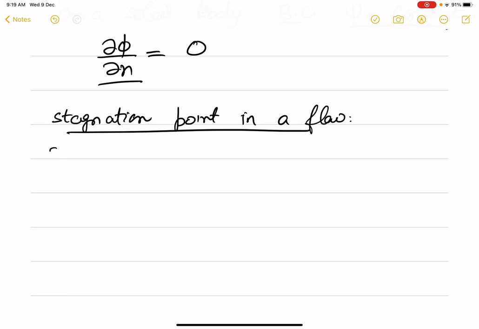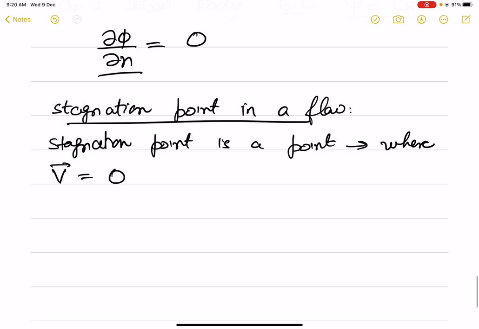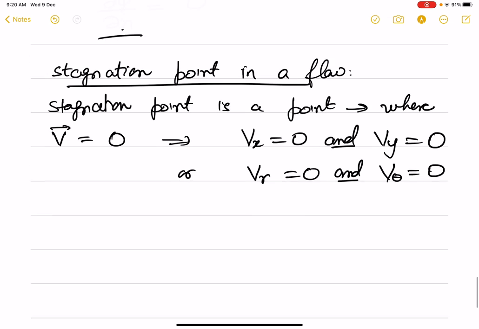In a flow, a stagnation point is a point where, what do we expect? This should be a point where velocity is equal to 0. So this would mean that at this point, Vx will be 0 and at the same time Vy is 0, or Vr is equal to 0 and V theta is equal to 0.